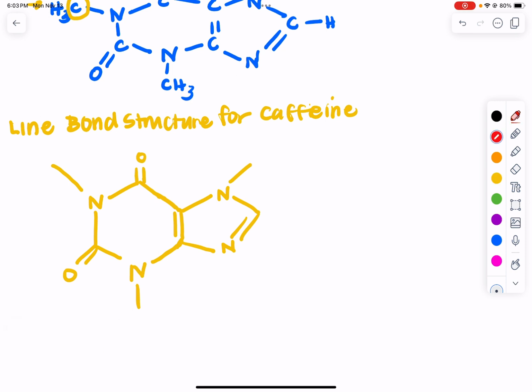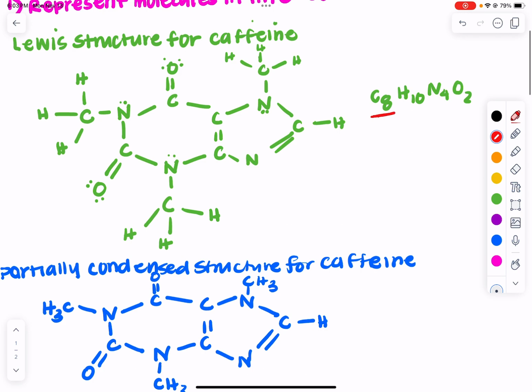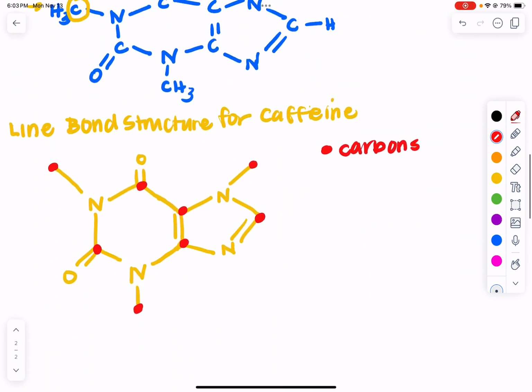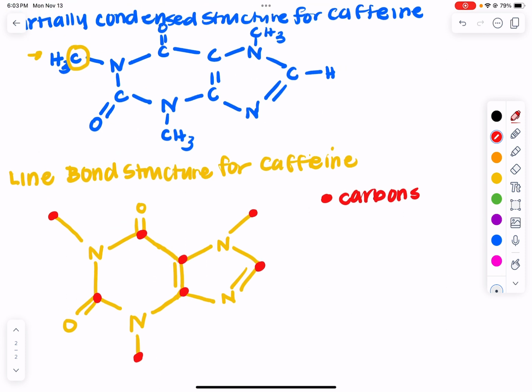In red, I'm going to highlight the carbons. We have 1, 2, 3, 4, 5, 6, 7, 8. And if we scroll back up, caffeine is C8. The number of bonds didn't change. Everything is still double bonded where it should be, but it's just a nice condensed way to write this.